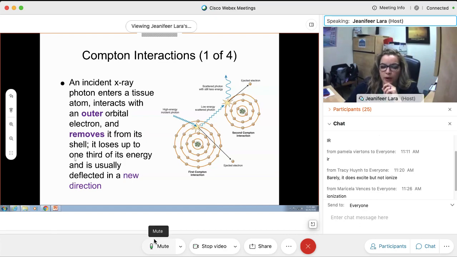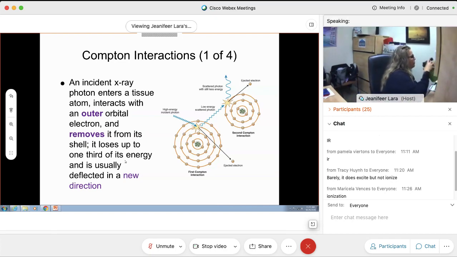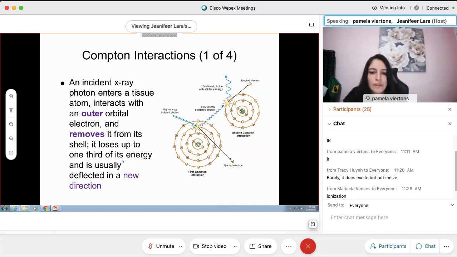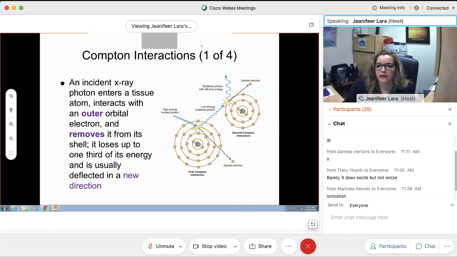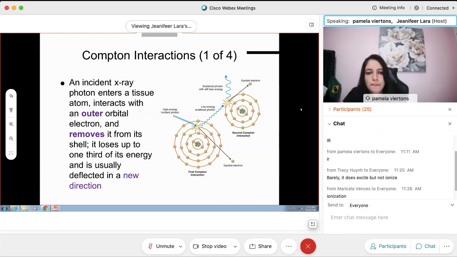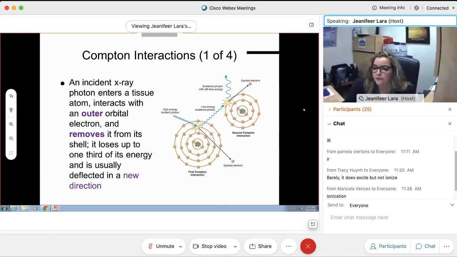It loses up to 1/3 of its energy. What lost 1/3 of its energy? The photon. The photon that came in, correct? That we now named the incident photon. It lost 1/3 of its energy.